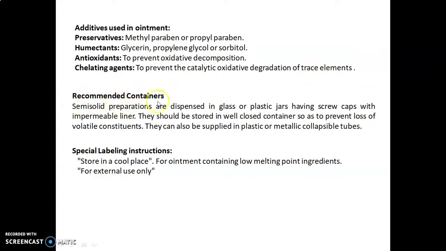Recommended containers: the semi-solid preparations are dispensed in glass or plastic jars having screw caps with an impermeable liner. They should be stored in a well-closed container so as to prevent the loss of volatile constituents. They can also be supplied in plastic or metallic collapsible tubes. Special labeling instructions: store in a cool place for ointments containing low melting point ingredients, and second, for external use only. In the next session we will see the experiments in detail.